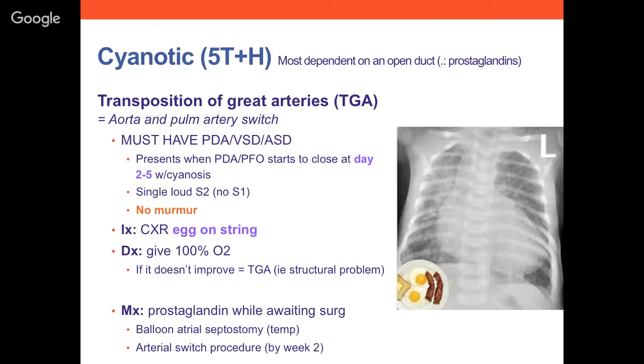So what do you do? You give prostaglandin. If you remember, prostaglandin keeps things open. So you give prostaglandin in the meantime to keep things open. And as a quick memory check, does anyone remember what closes things? Yeah, cool. And then you can do a balloon atrial septostomy or an arterial switch procedure, but whatever, that's what you do later. It's more important that you know which one it is, I think. Okay, you ready for the story for this one?